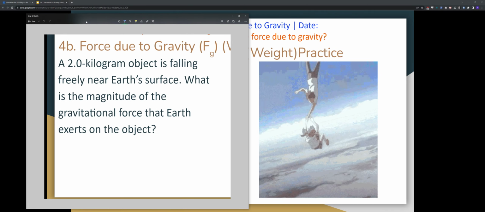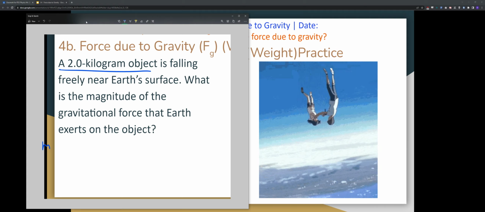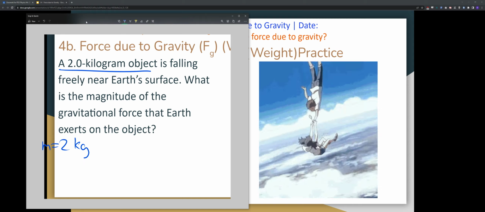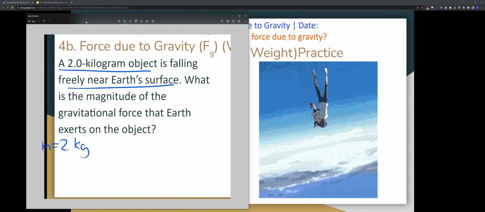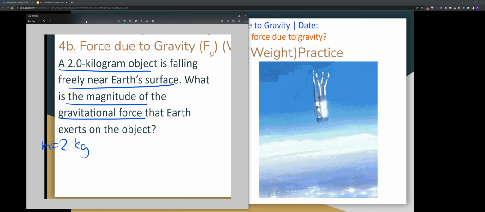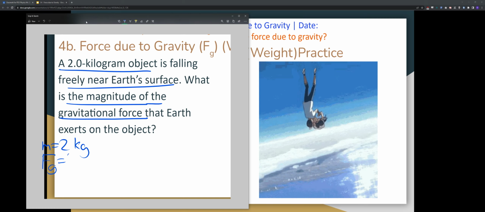All right, so we have the second question. A 2 kilogram object is falling freely near Earth's surface. What is the magnitude of your gravitational force? And so they want to know what your Fg, F sub G, is.